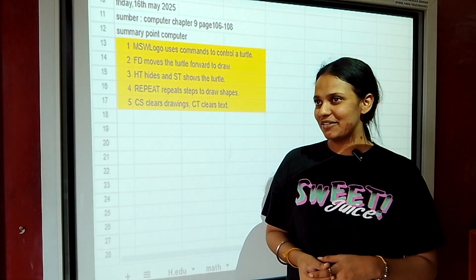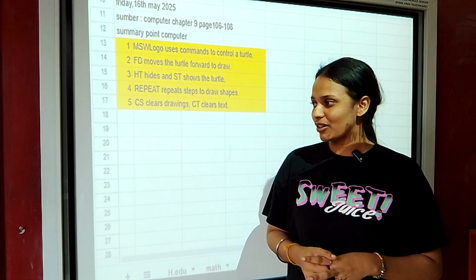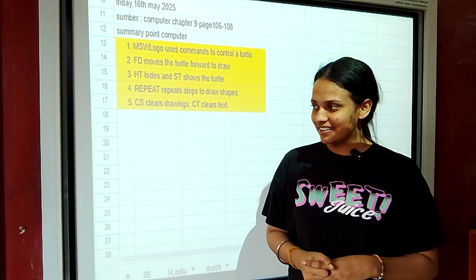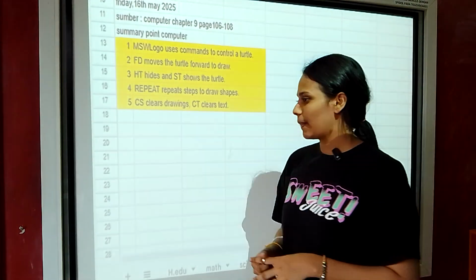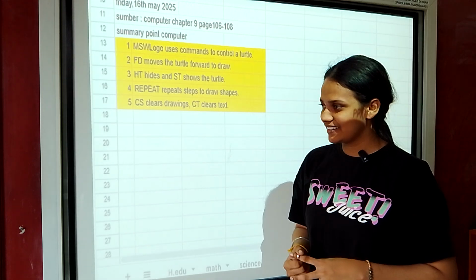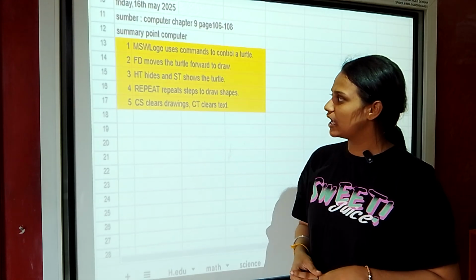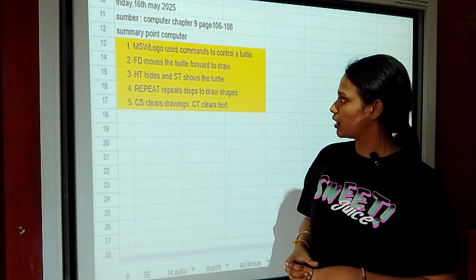I'm not sure about this, but whenever we hide it, we can still draw a line. But you don't know the reason. Yeah. Why must you hide it? Next, repeat steps to draw the shape.